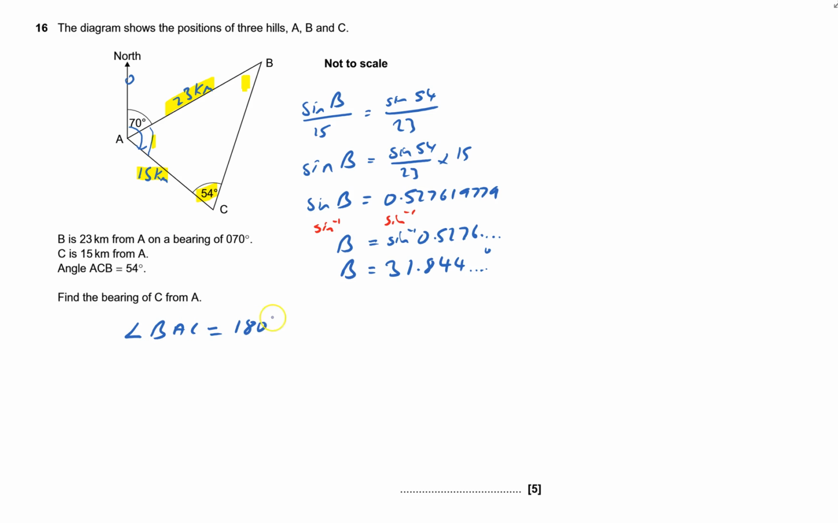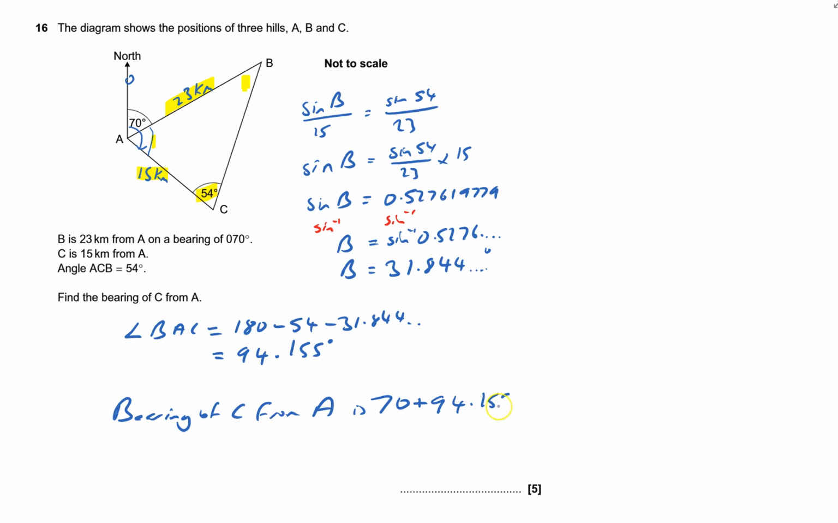BAC equals 180 minus that 54 minus that 31.844, and that equals 94.155 degrees, and therefore the bearing of C from A is the 70 degrees plus this angle we've just worked out, which is 94.155, and that equals 164.15522, and I'm going to say is 164 degrees to the nearest degree.